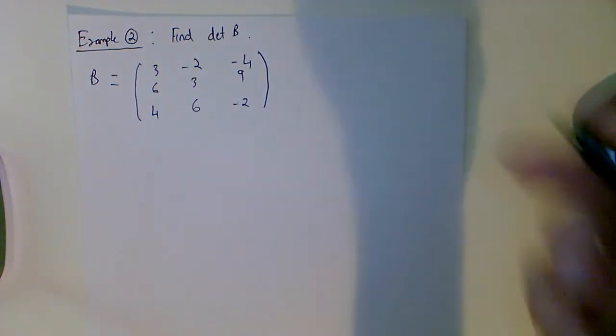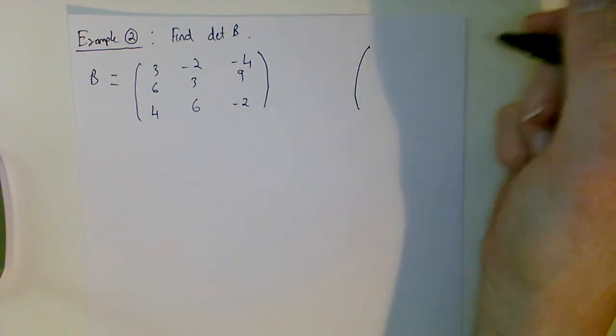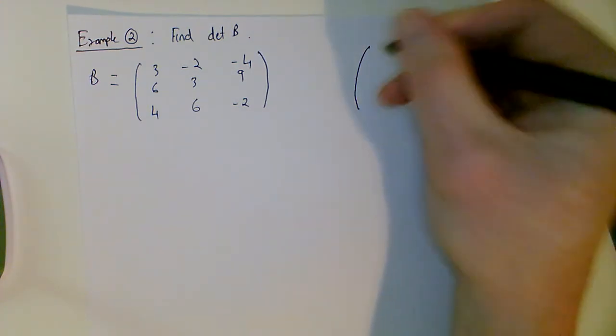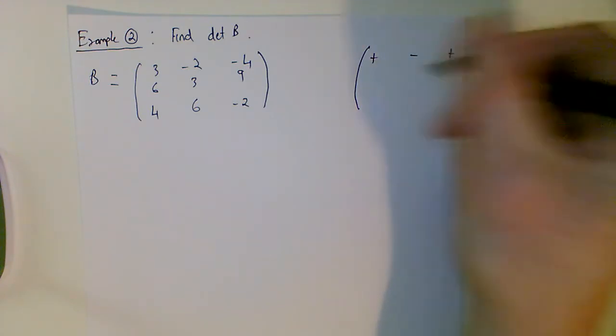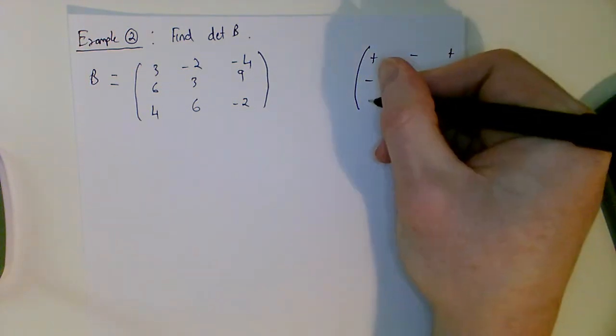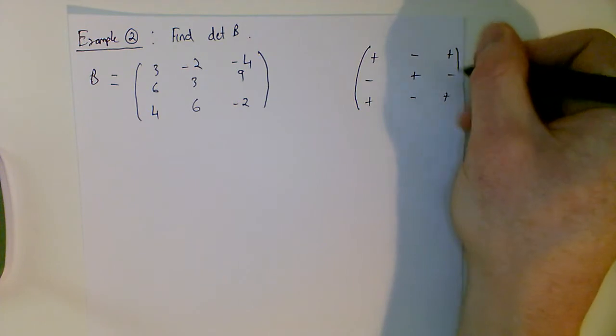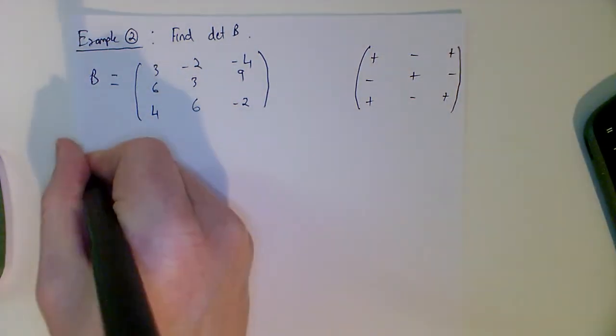Right, so again, I'm going to write out my matrix of signs. You don't need to, because it's always the same, but I'm just doing it so that we make sure we're doing it right. Okay, so det B.